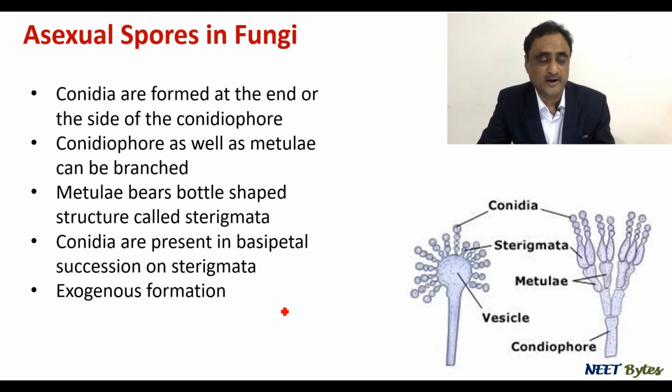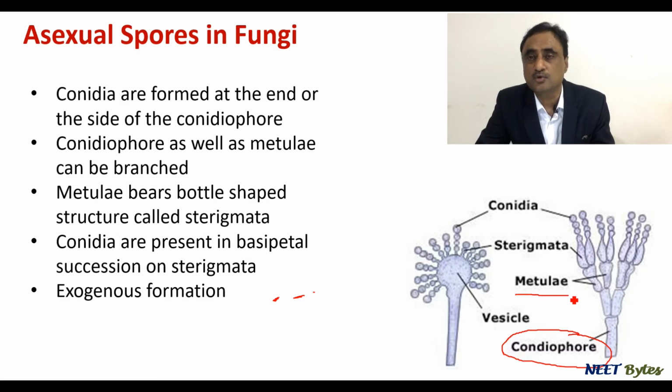Now have a look at conidia. You see, there are a few structures in conidia that we have to keep in mind. First of all, the base structure. This is what we call the conidiophore, right? Within the conidiophore, there is another structure that we call the metula. Now mind it, the conidiophore and metula both can be branched, but on the metula you see a bottle-shaped structure. This is what we call the sterigmata. Okay, and on the sterigmata, the conidia are present in basipetal succession.